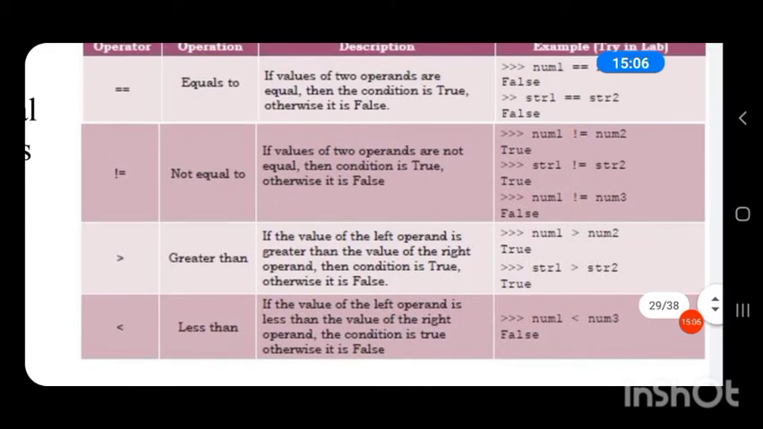Then the less than symbol. The less than symbol is used to compare whether the left operand is less than the right operand. If the left operand is less than the right operand, it will return true. Otherwise, it will return false.